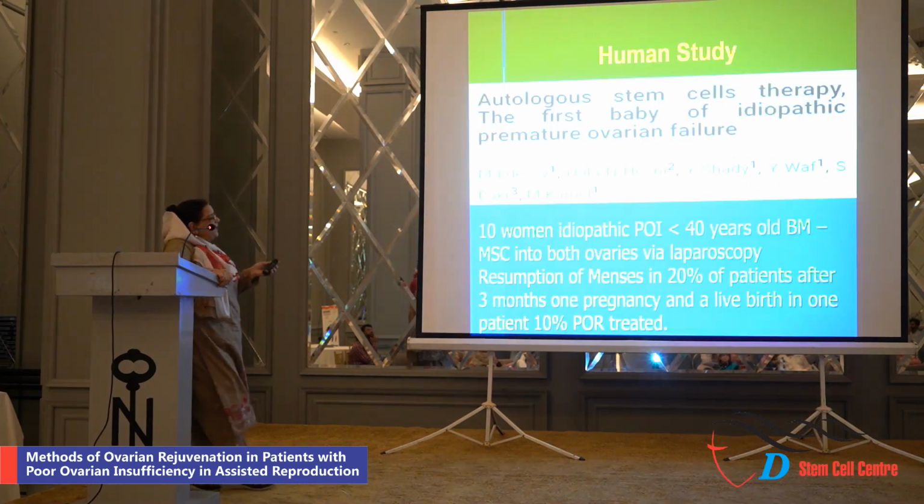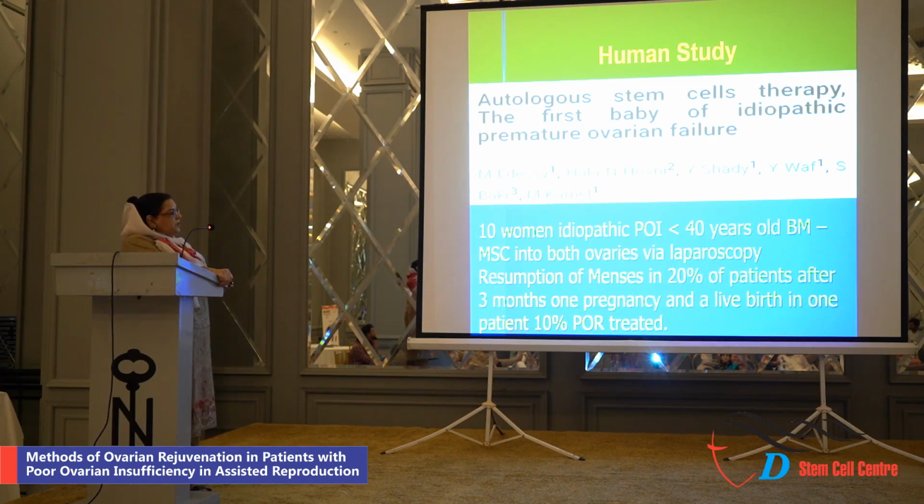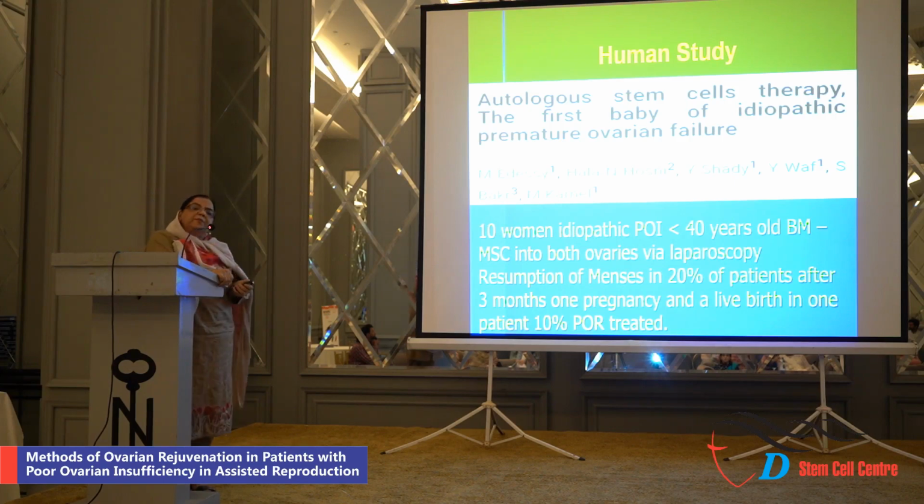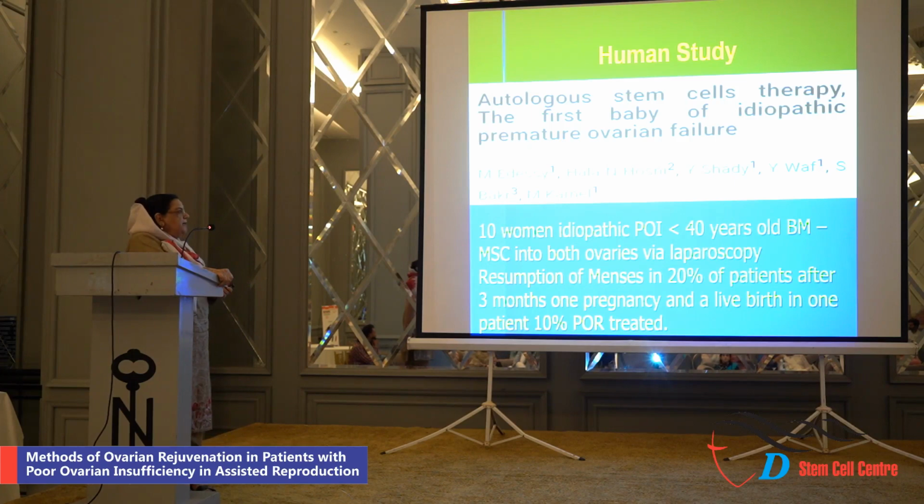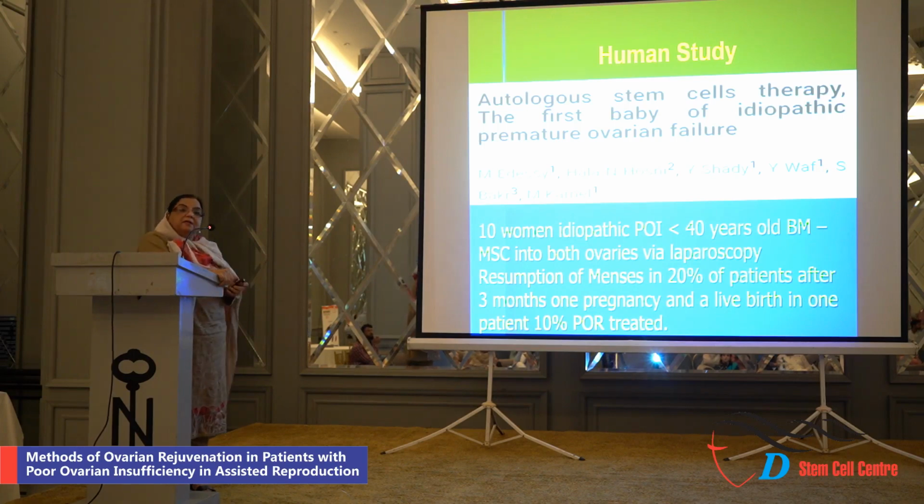This study was by Edessy in Egypt, published in Acta Medica Frontiers, and there were 10 patients less than 40 years of age. MSCs were injected directly by laparoscopy, and 20% of the patients resumed their menstrual cycle. Three months after, they got one pregnancy and one live birth. And 10% of those patients underwent fertilization.